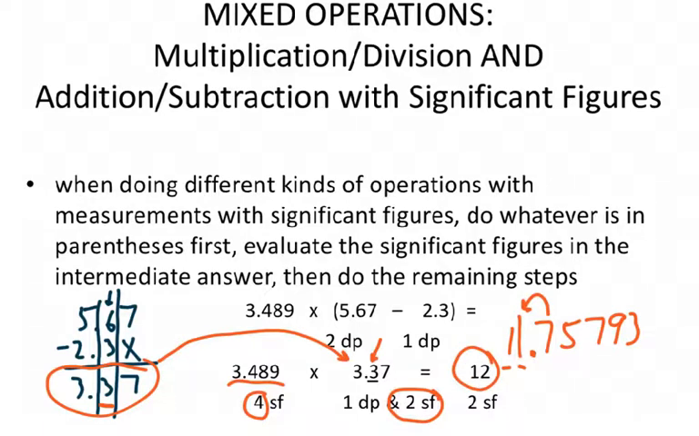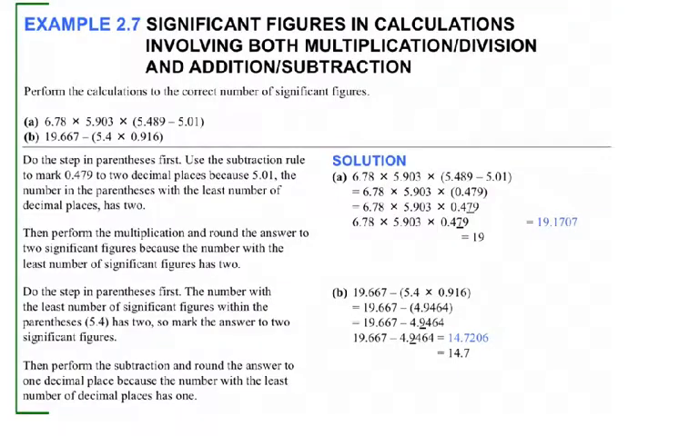Okay? Let's take a look at some more examples. If you look here, in part A, we have 6.78 times 5.903 times this parentheses here. Now, I know the solutions are here on the side. Here's what I'm going to do. We're going to use this page to go back and check our answers. I'm going to go to a blank page here.